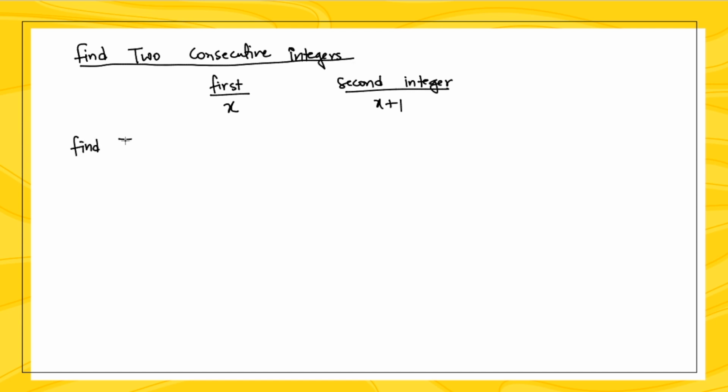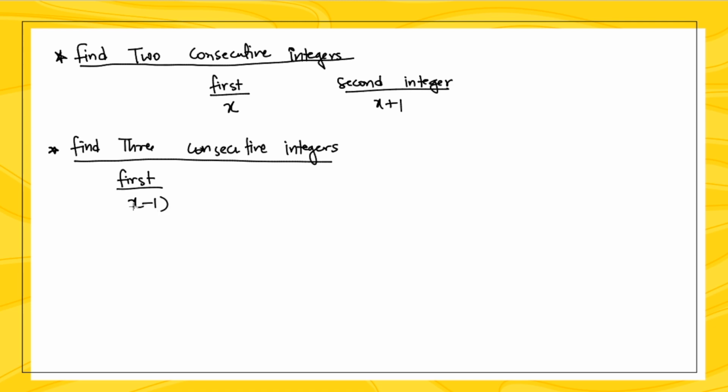If they ask to find 3 consecutive integers, here is something you have to take care about. In that case, your first integer should be x minus 1, the second integer should be x, and the third integer should be x plus 1. Why am I telling you to do this? Because that will make your calculations easy. You can also take x, x plus 1, x plus 2: the first one as x, the second as x plus 1, and the third as x plus 2.